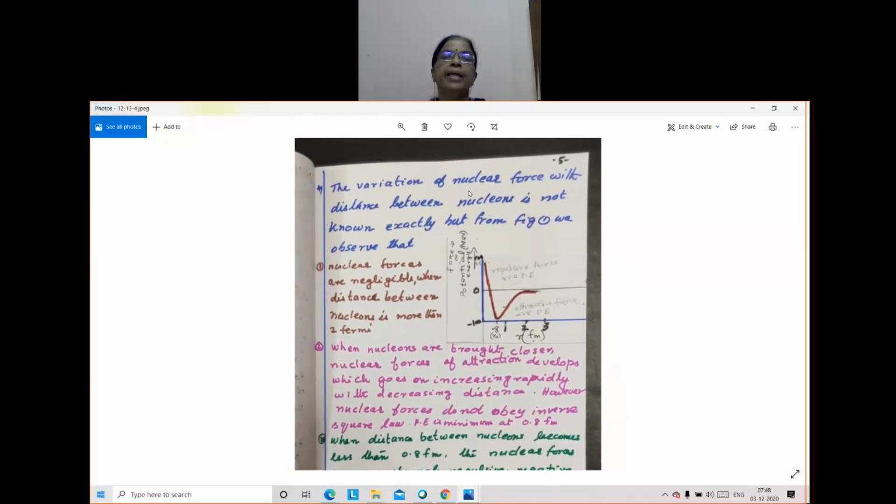The variation of nuclear force with the distance between the nucleons is not known exactly, but from the graph we can study some properties. We can have a study of this graph of variation of nuclear force with distance. Nuclear force and distance. So what all things are there in the nucleus? Protons and neutrons.